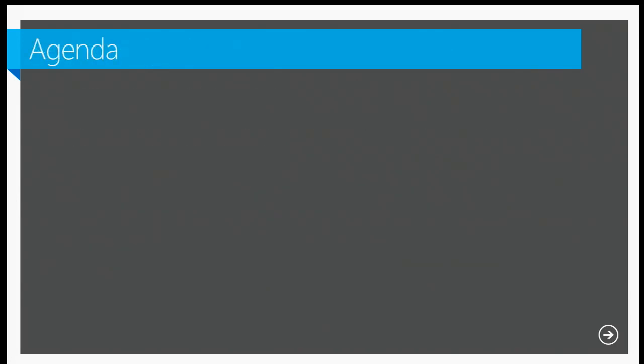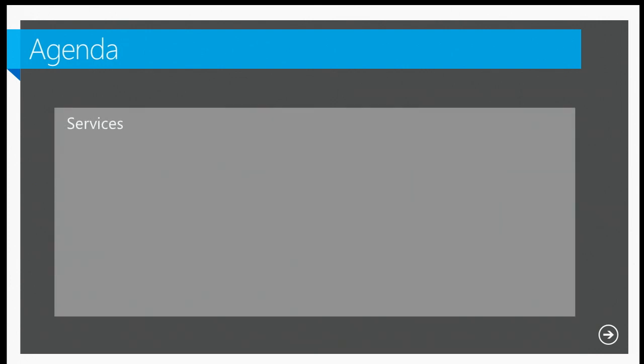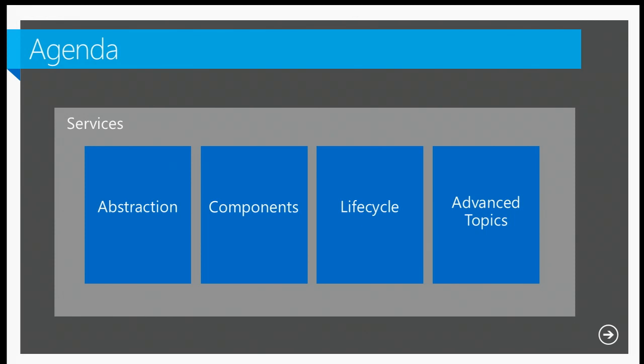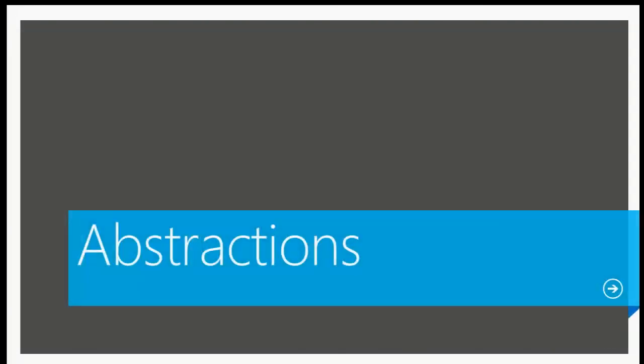All right. So first, when we're talking about services, the first thing I want to talk about is the abstraction of a service in general and kind of what that means. The components of a service template, the life cycle of a service, and then some advanced topics, although this is a 200-level course, so the term advanced is sort of relative. So first of all, abstractions.